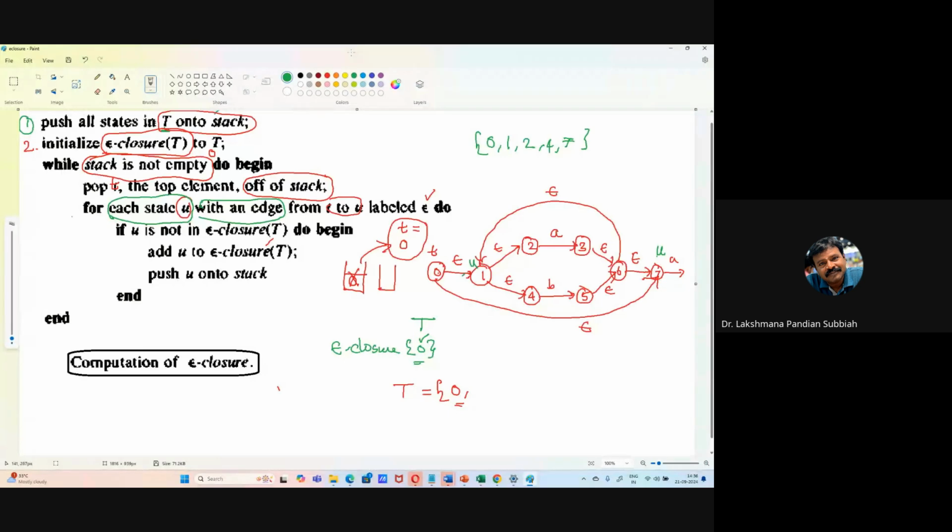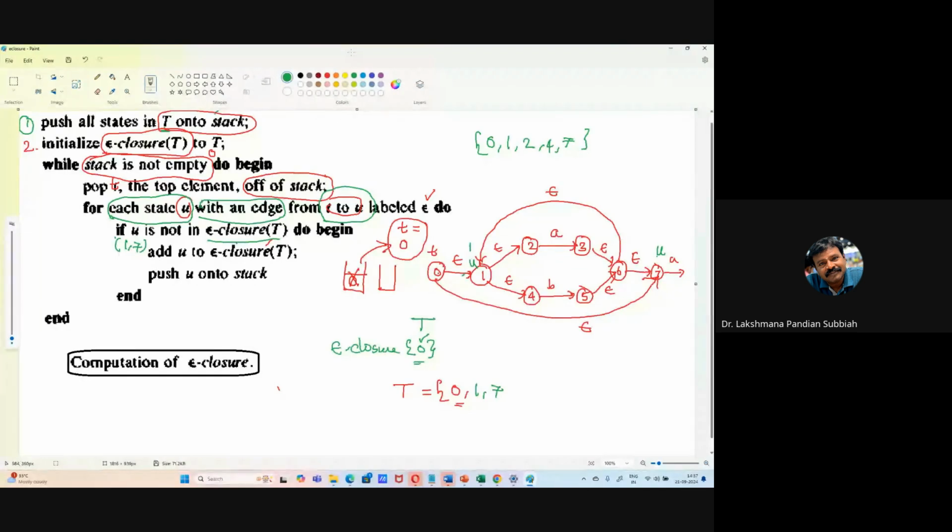Okay, T to U. So now we have T to U, that is this one: T to U, 1 and 7. So now U is 1 and 7. Then 1 comma 7 is not in the epsilon closure of T, so in that epsilon closure of T there is no 1 and 7. So you include 1 and 7 in T. That is how you do it: add U. Now you see this statement.